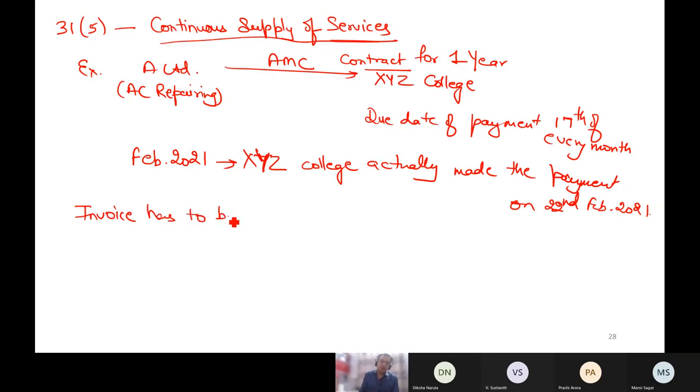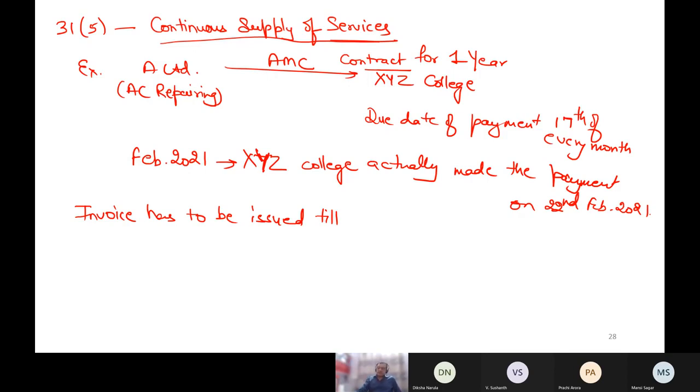In this case, can you tell me the last date till which the invoice has to be issued? Can anyone tell me the answer? It's a continuous supply of services, and payment has to be made as per the contract on the 17th. But if I'm the college, I actually made the payment on 22nd Feb 21. Can you tell me the last date by which the invoice has to be issued by A Limited, the service provider? Can you guess the answer?